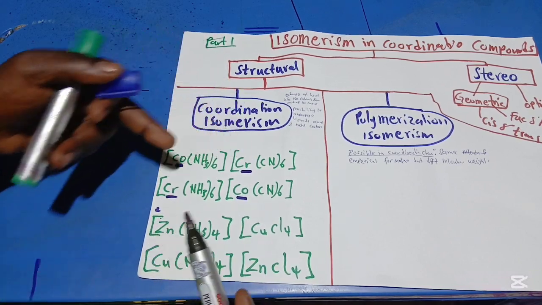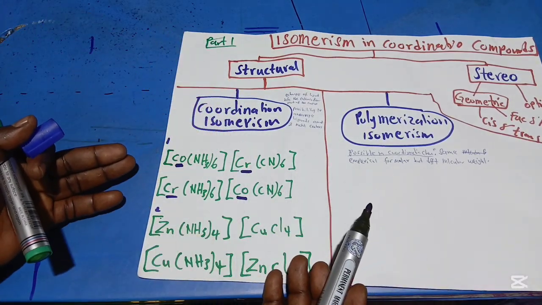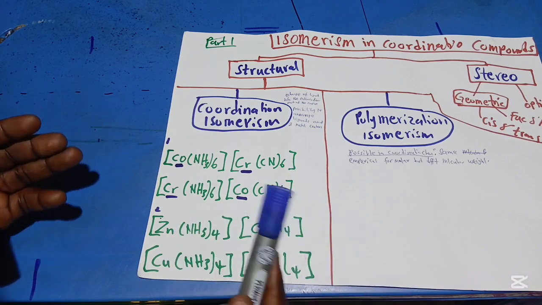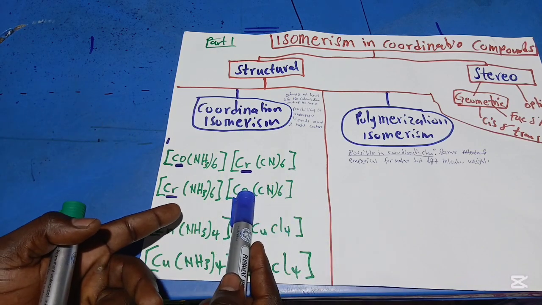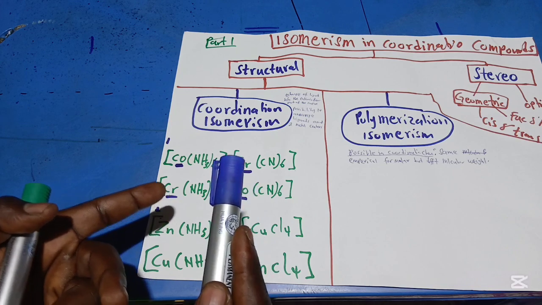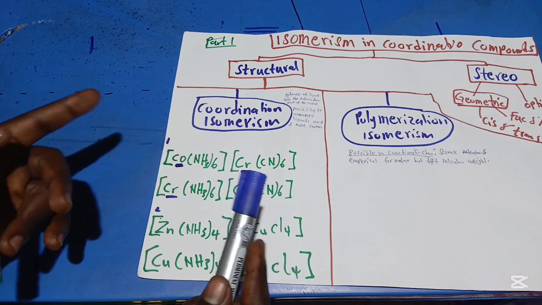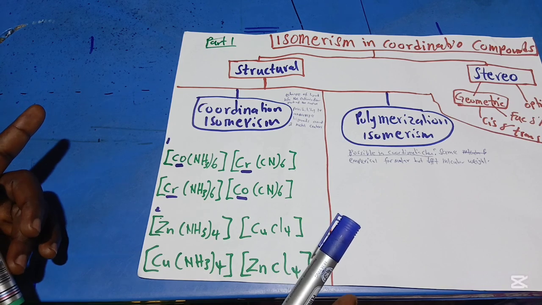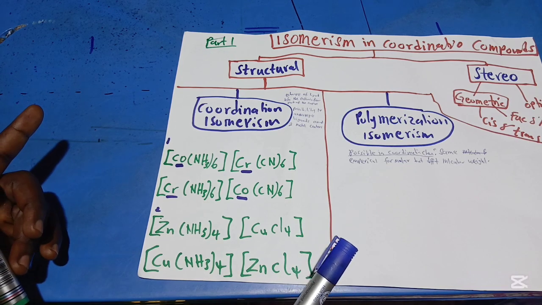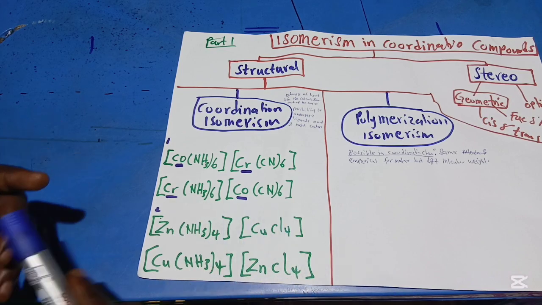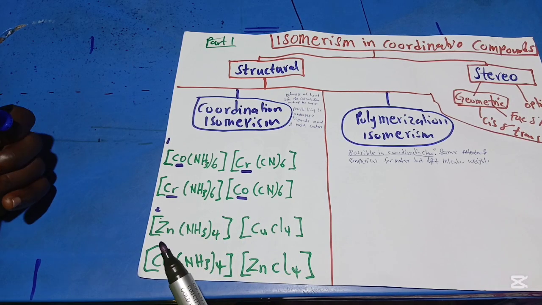And this is where the problem comes from. Look at the metal atoms. They exchange ligands. So anytime you see something like this, then possibly the complexes are exhibiting coordination isomerism. So there is an exchange of ligands between the cationic part and the anionic part of the complex. So I hope this is clear.